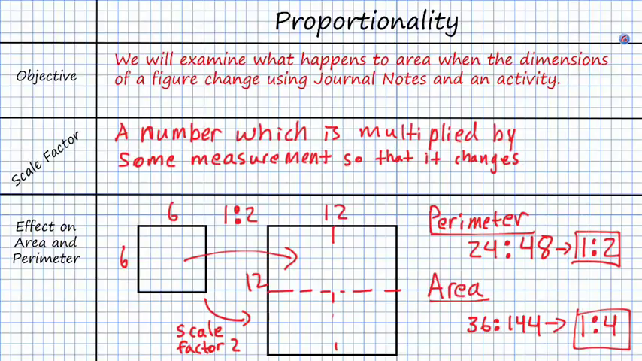So our scale factor looks like it was actually doubled when I went to do my area. So this first factor would be A to B, and the second factor would be A to B, where both of them will be squared. Alright, so let's look at some examples.